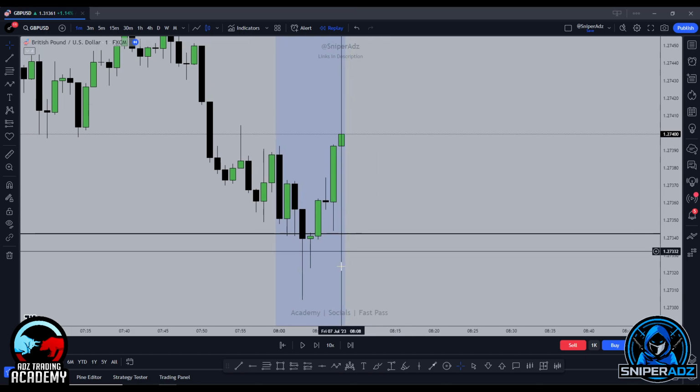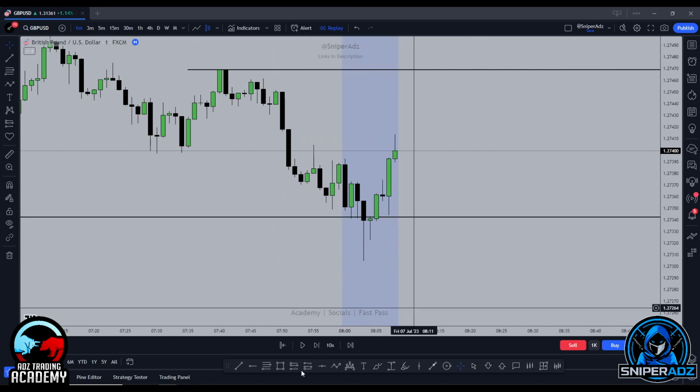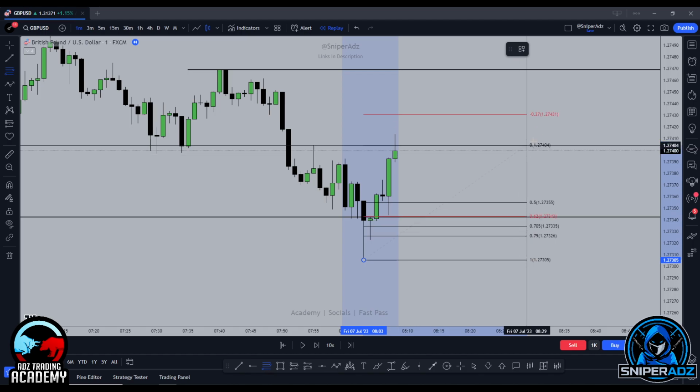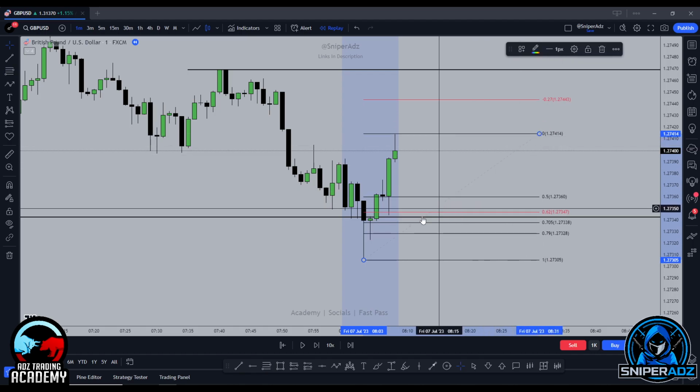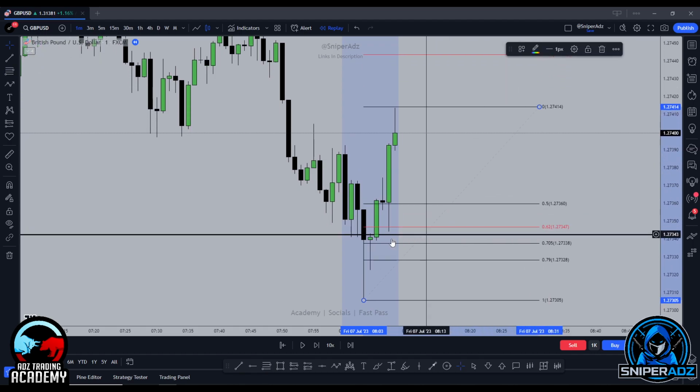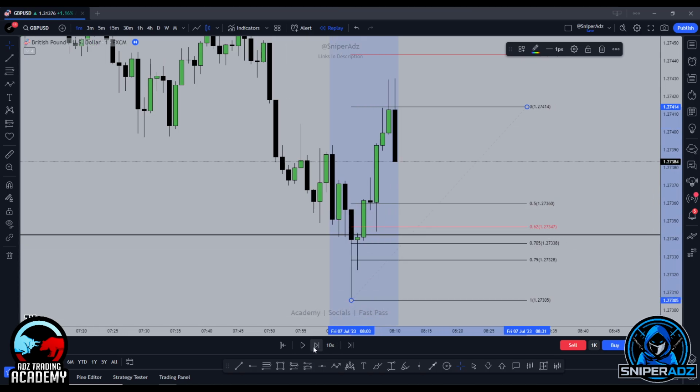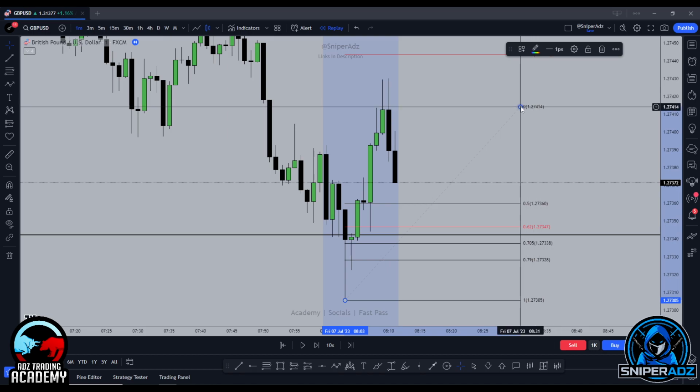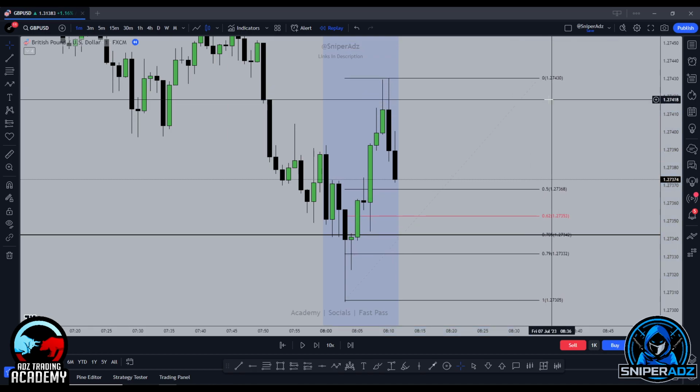Now that we've had this break to the upside, what I'm going to look for is simply pull out my Fibonacci tool from the low to the high, and if I can find any areas of displacement, that would be an area for me to target. But as is right now, we don't see anything clear. This can still keep on going, so until it comes back, I will keep on extending it. So there we have it.